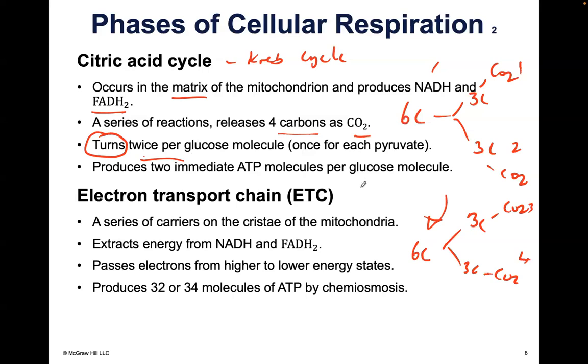Also, this process, which we see here, produces 2 immediate ATP molecules per glucose molecule. So the meaning is for this glucose molecule, you have 2 ATP.